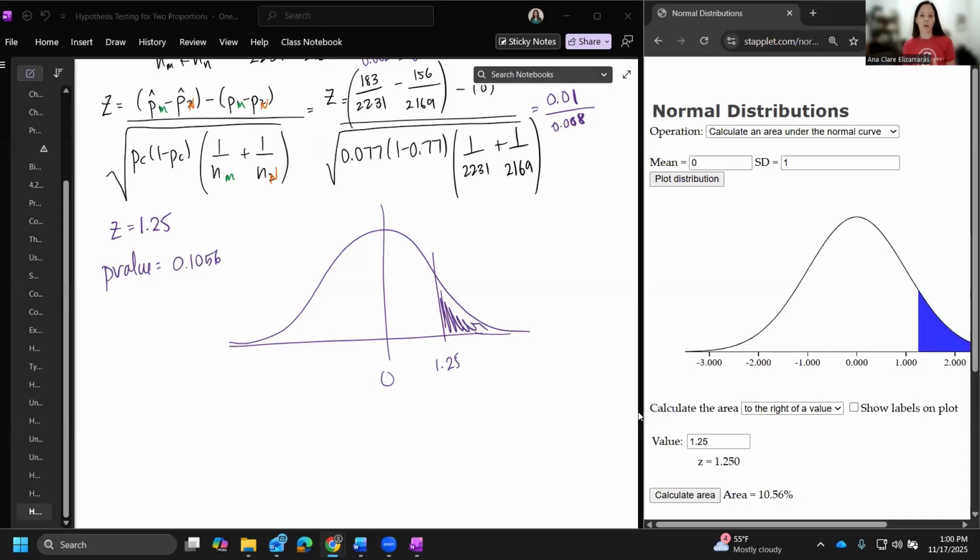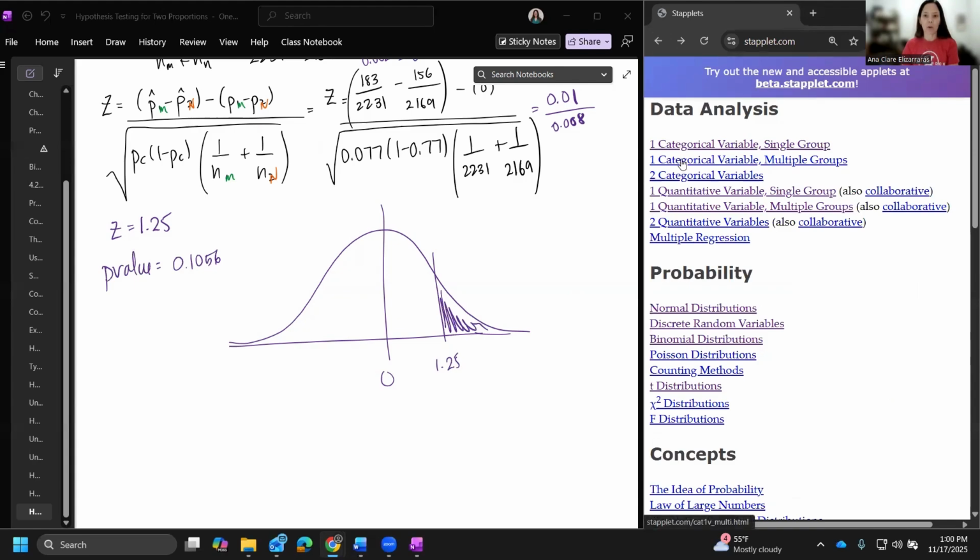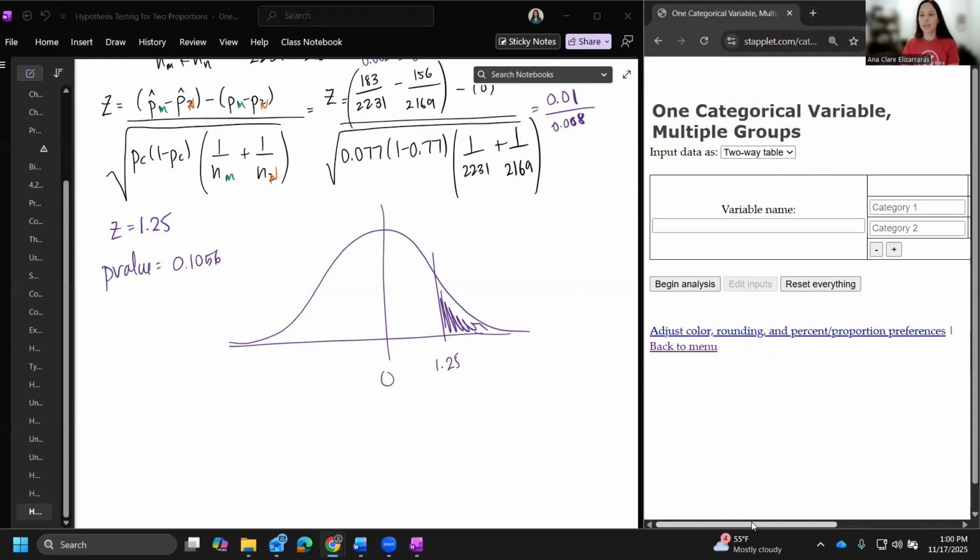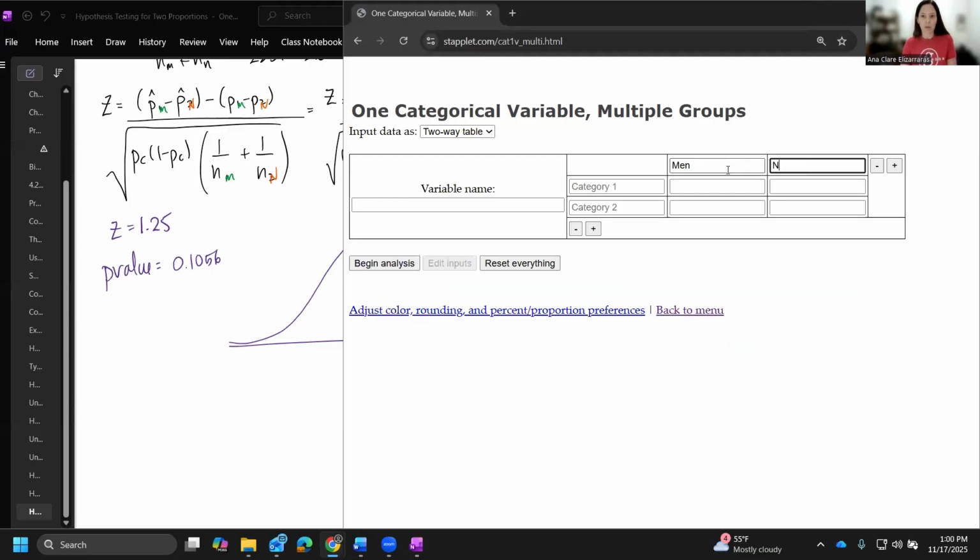What if I wanted to perform inference? I could go into Stapplet and I could do one categorical, multiple groups. I'm going to make this bigger. Group 1 was men, group 2 was not men. The category was not wearing seatbelt. There were 183 who did not, and 156 for the second group. And then wearing seatbelt, so you have to enter in the table. There were 2,048 versus 2,013. And we begin analysis.